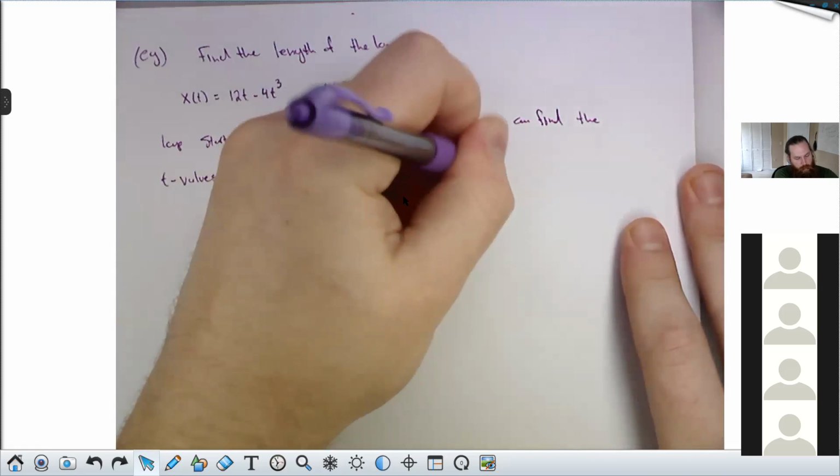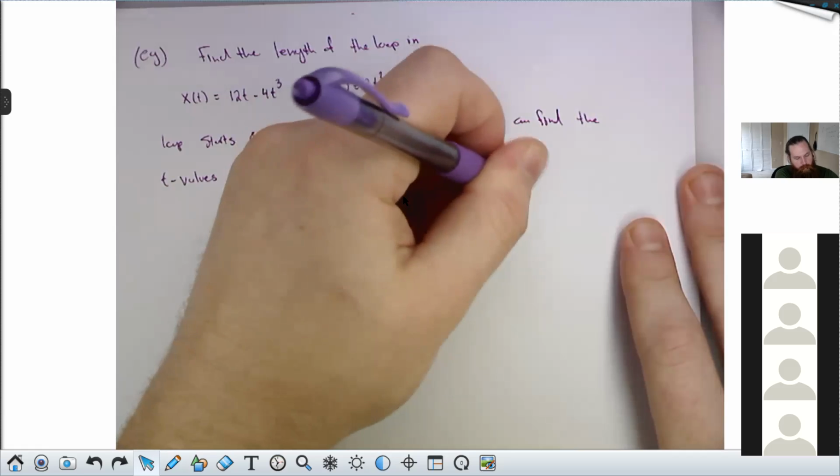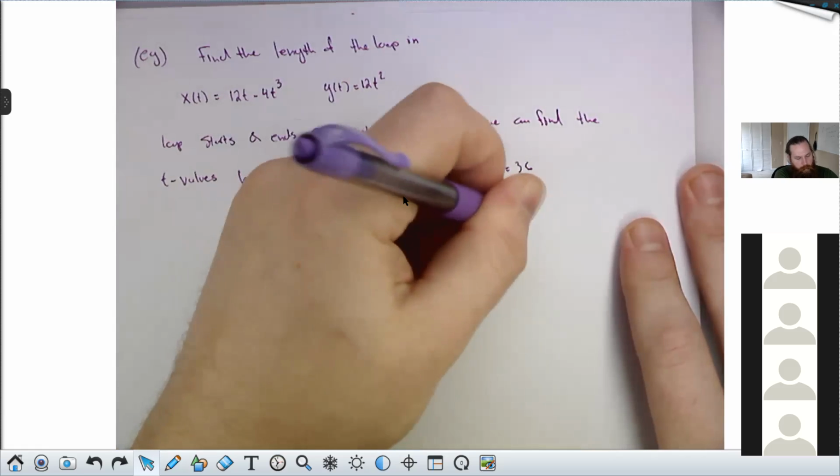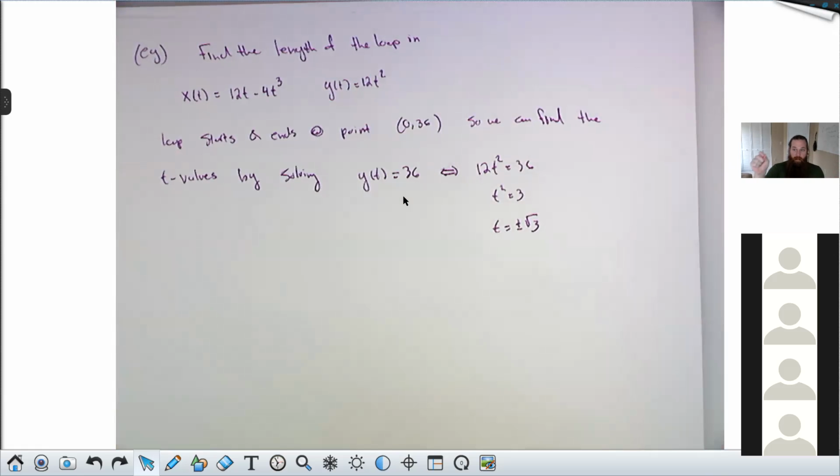That's the same as saying 12t squared equals 36, which is the same as saying t squared equals 3. So t here is plus and minus the square root of 3. So that loop begins when t is equal to negative root 3, and then it ends when t is equal to positive root 3.